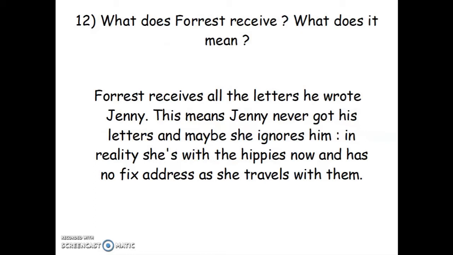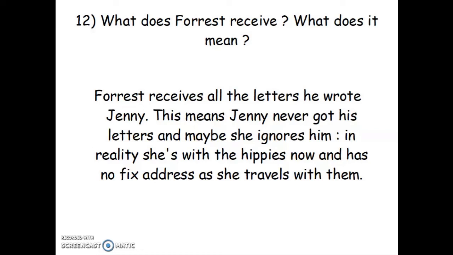Question 12 is, what does Forrest receive and what does it mean? So just after this, Forrest Gump receives all the letters he wrote Jenny. If you can see on the letters, there is a finger indicating that the address was unknown and that no one lived on that address, and so the letters were simply returned to the one who had written them.